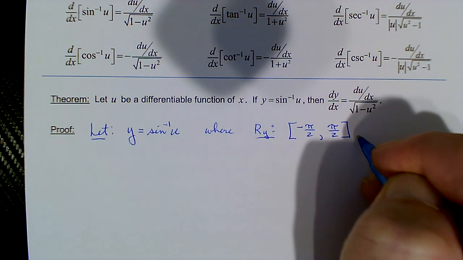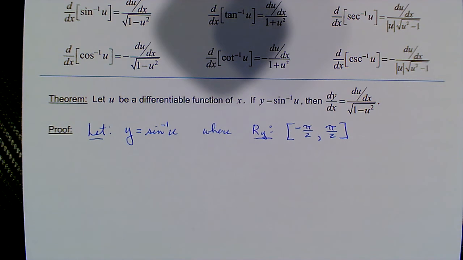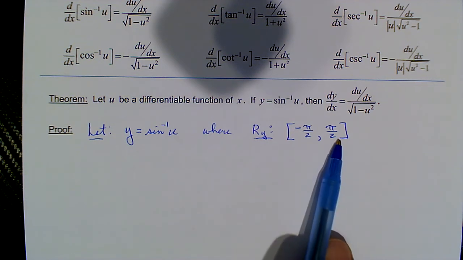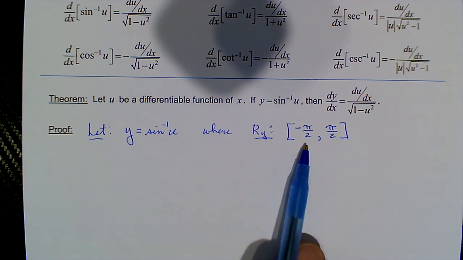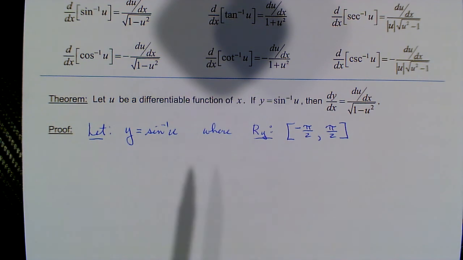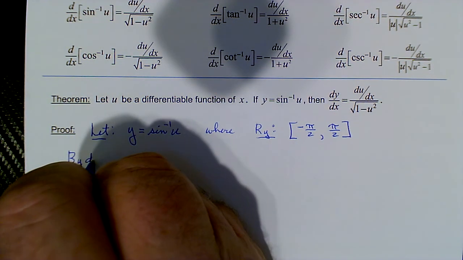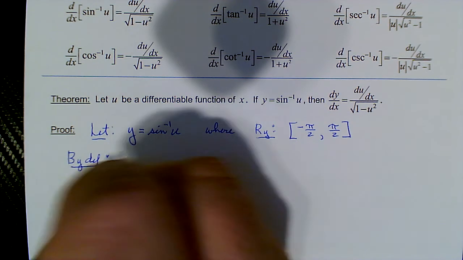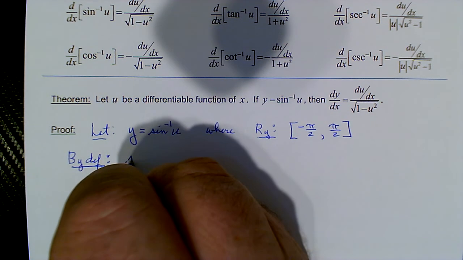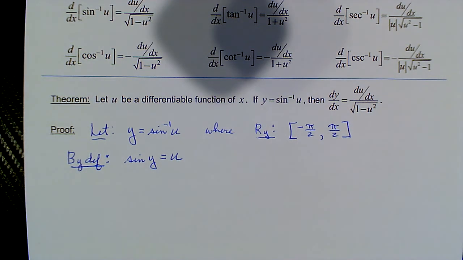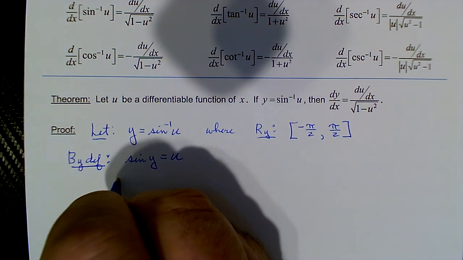So if you recall, we had basically shown that in order to force the sine function to be 1-to-1 so that it has an inverse, we had to restrict its domain to negative pi over 2 to pi over 2, and then once we took the inverse, that became the range. So I'd like you to state that immediately. Okay, now by definition, because we can't work with inverse trig functions directly, we could say that the sine of y is equal to u. And then we could actually start the differentiation process.